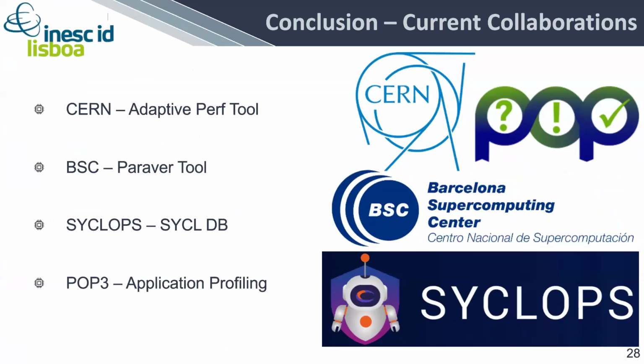So starting with the ongoing collaborations, the CARM tool is undergoing developments to be integrated with other application analysis tools, such as Adaptive Curve from CERN and Paraver from VSC, to provide support for application analysis in the context of the CARM in these tools. And besides this, collaborations with POP3 and Cyclops are also undergoing to analyze applications developed in these projects, such as a SQL-based database being developed in the Cyclops project, with the objective of finding ways to improve performance.